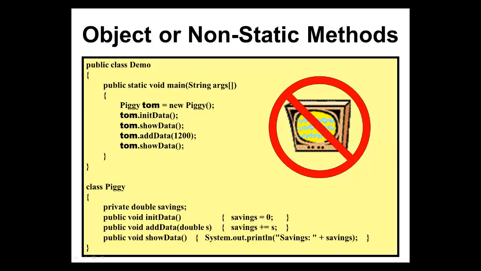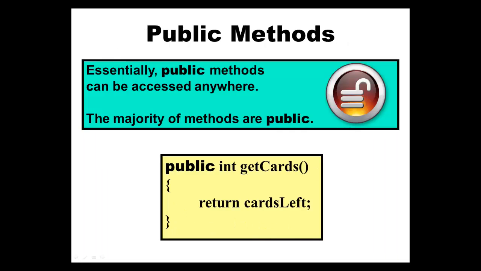Which implies then that if I created another Piggy object, for instance Sue, I could add different data to her particular balance, and she would have a different balance stored. So we could return different balances from the two, just like in our bank class.